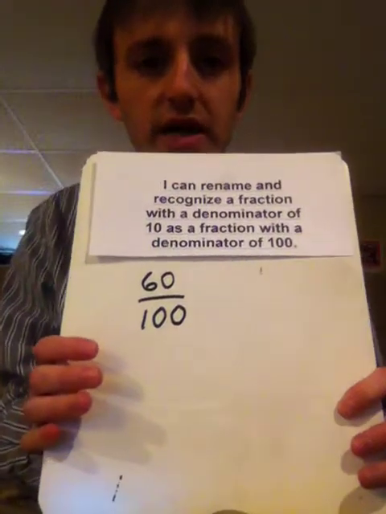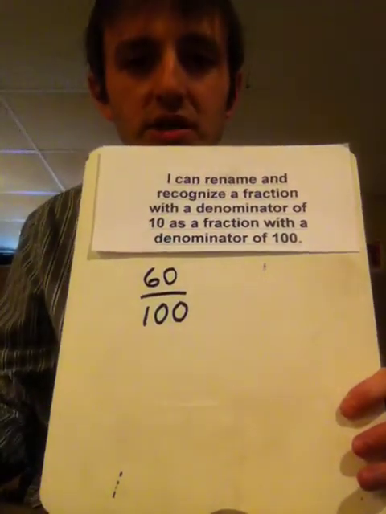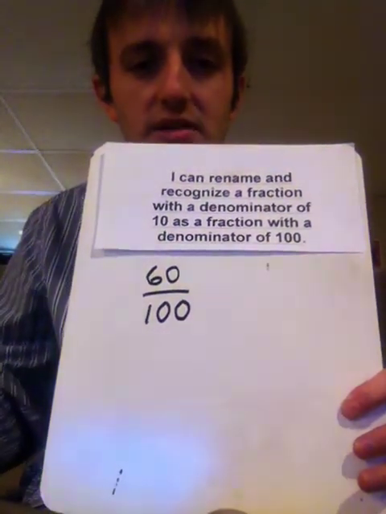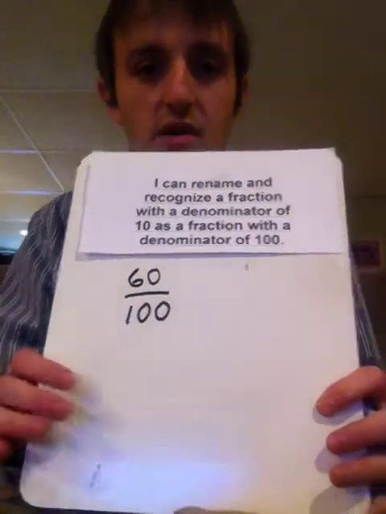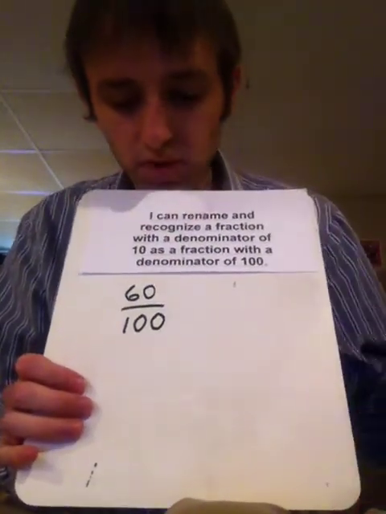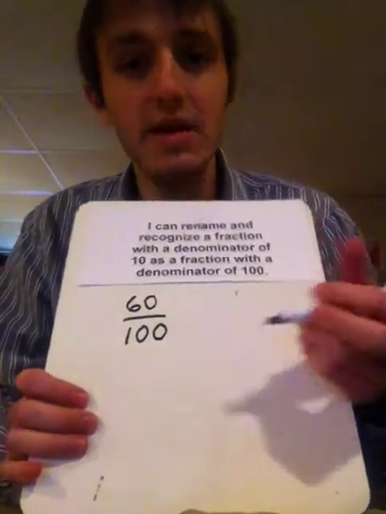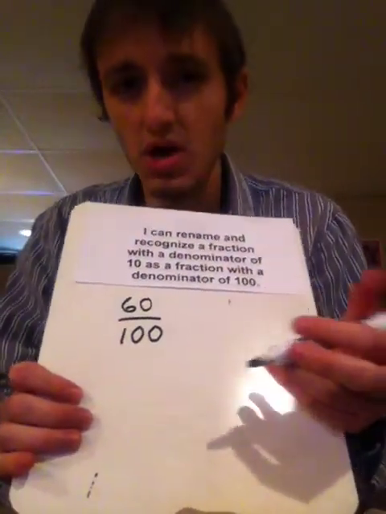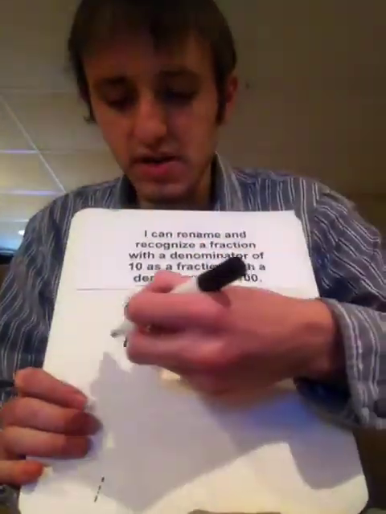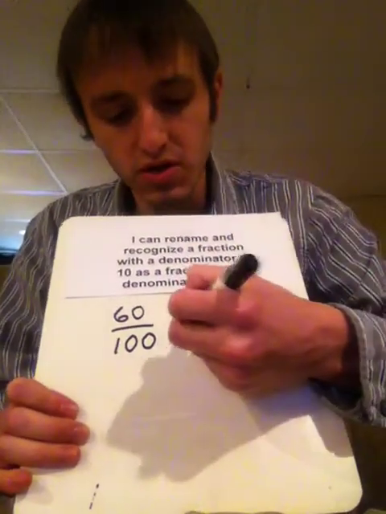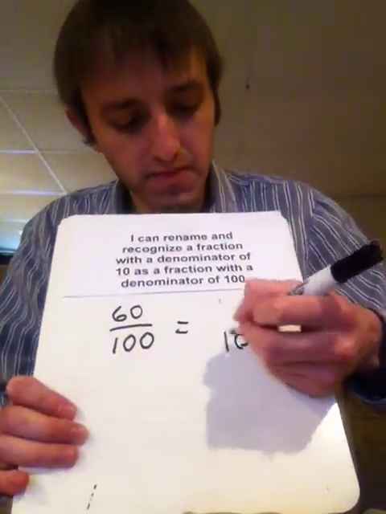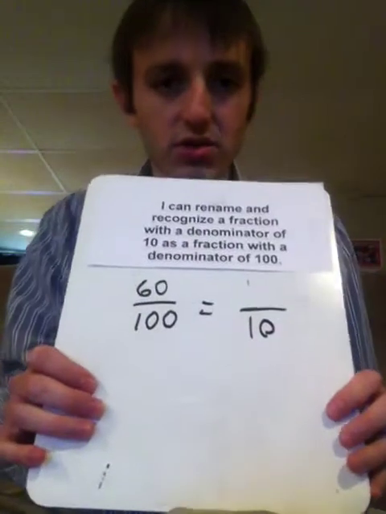This is part 2 of I can rename and recognize a fraction with a denominator of 10 as a denominator of 100. Now, the last lesson we looked at, we were actually turning denominators of 10 into denominators of 100. Well, this time, we're going to do it backwards. And we're going to have a denominator of 100 and somehow turn it into a denominator of 10. Now, this is where it gets a little tricky.